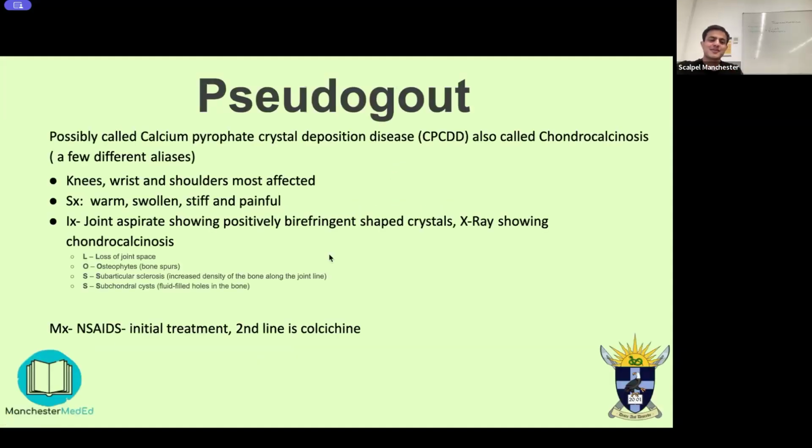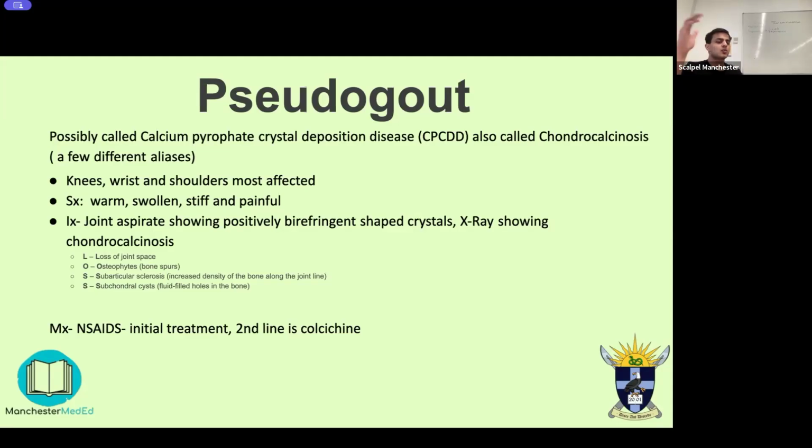Pseudogout, possibly called calcium pyrophosphate crystal deposition disease. Apparently, I didn't know that, but it's also called chondrocalcinosis. So it's got a few different aliases. It's a bit of a mysterious disease, but pseudogout is quite different to gout because you're affecting the larger joints. So if you've got larger joints affected, but it's got the same presentation as gout, you're thinking, is it pseudogout? Because it could be the knees, the wrists, and the shoulders are the most affected.